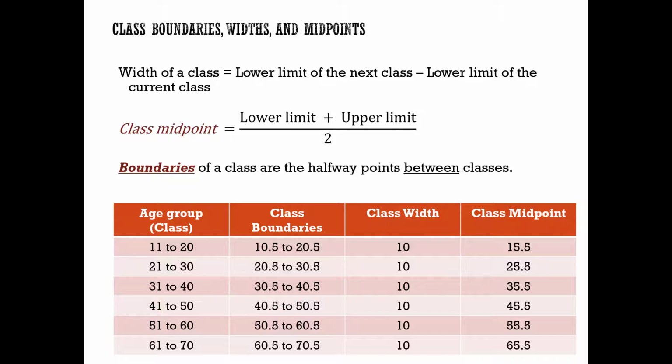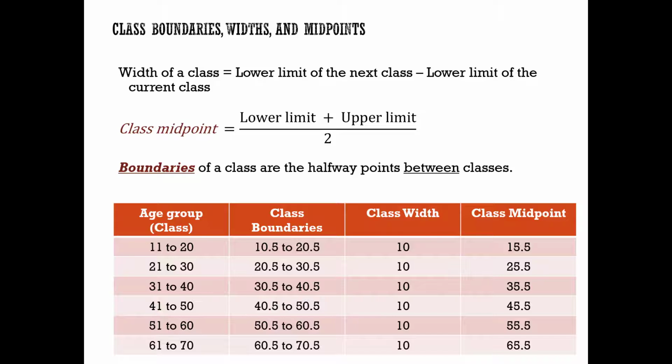And we will assume on that last class that 71 would be our next lower limit, even though it's not listed. So we can say 71 minus 61 for the last one. In other words, all of the class widths should be the same. Once you find one, you should have found them all.